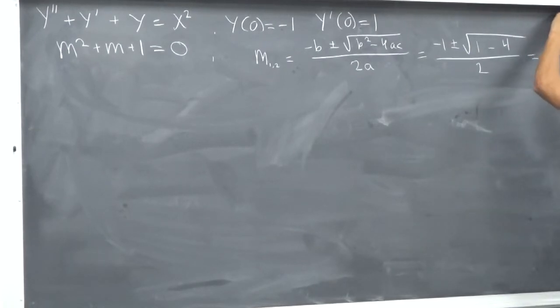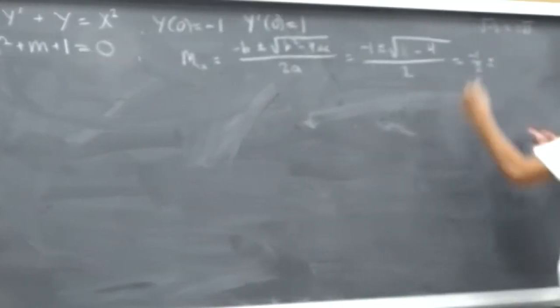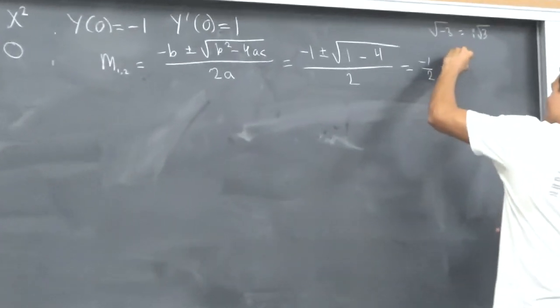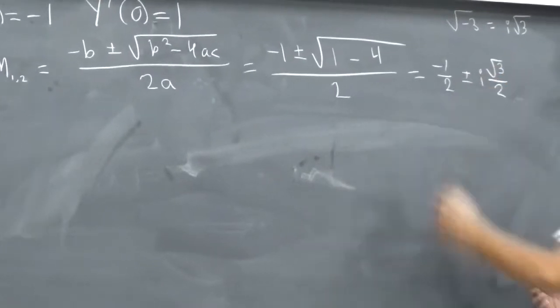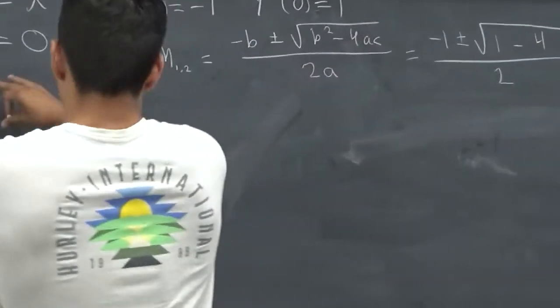So notice that we have a negative 3. This is the same thing as i times the square root of 3. Okay, so we can write it like that. There we go. Okay. So that's our roots to this polynomial.